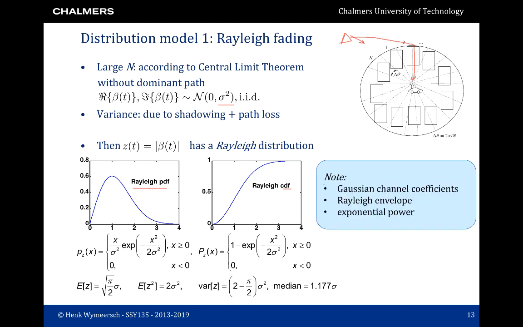Just to know the terminology, under Rayleigh fading, the channel coefficients are complex Gaussian, the envelope is Rayleigh, and the power is exponential. So the Rayleigh just refers to the envelope.